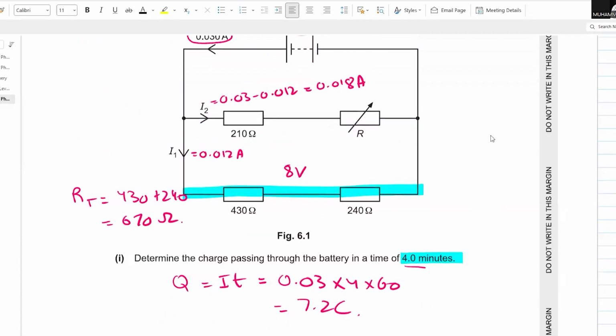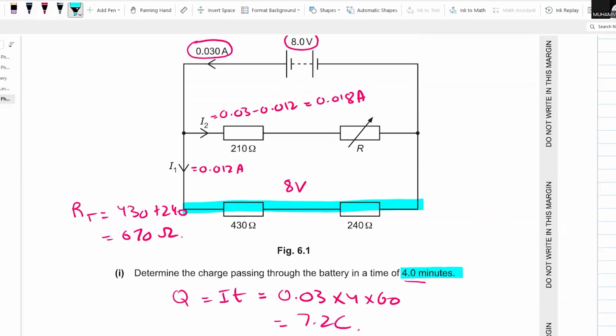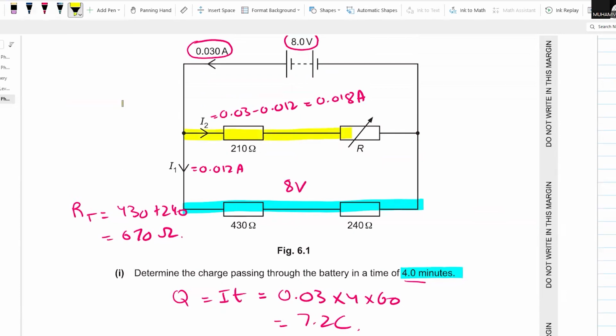You have to determine the resistance of the variable resistor R. How will you do that? Just sit back and relax. If you focus a bit, the total voltage that this yellow branch gets is 8 volts. Out of this total voltage, how much is consumed by this 210 ohm resistor?